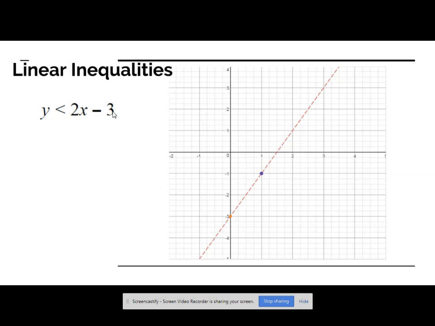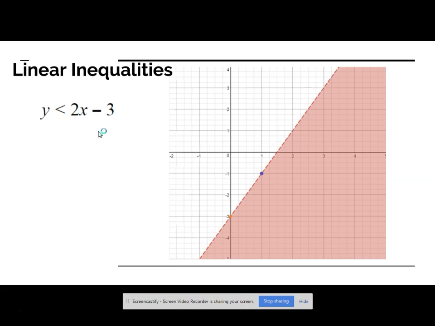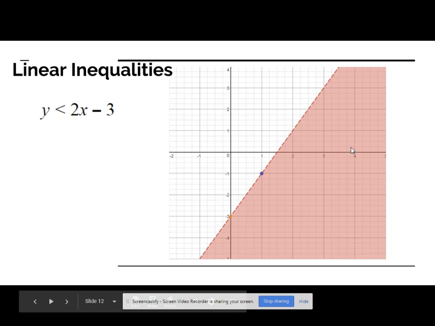Now we need to shade in all of the results. So this says y is less than the line, which means all the y values below that line, all the y values that are less than that line, would be considered appropriate y values to use. So we're going to shade below the line. So my way of thinking about which way do I shade, above or below, is that this says y is less than the line. So I shade below the line. And that's how you graph linear inequalities.